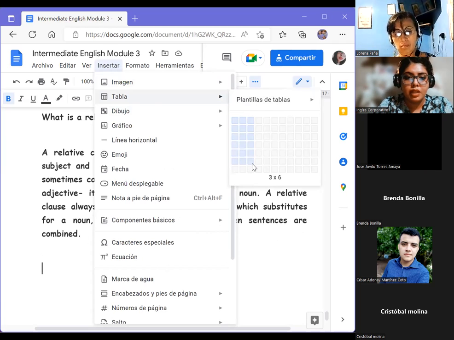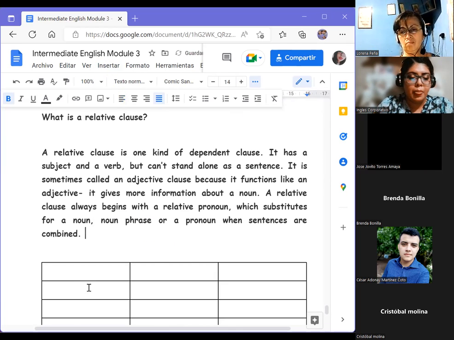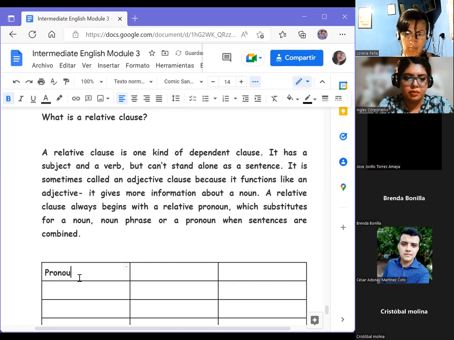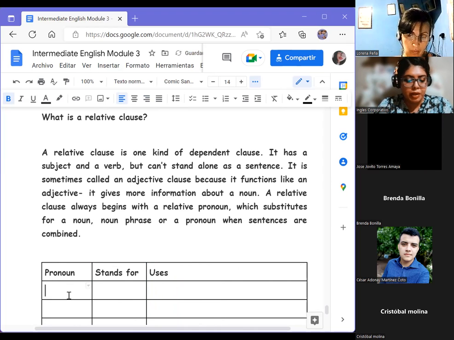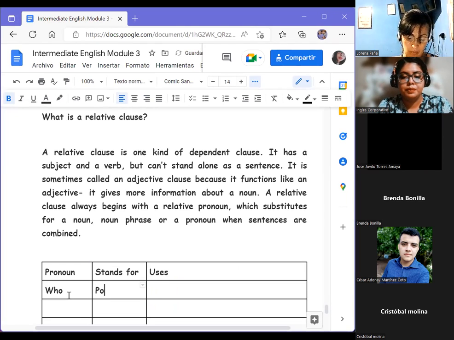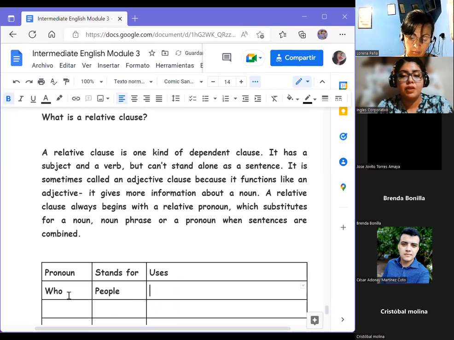And we have six spaces, and we have here the pronoun. Here we have the stems for, and we have the uses. So we have the first pronoun, that is who, and it stands for people. And what is the use of this pronoun? It says substitutes for subject nouns, pronouns, he, she, we, and they.